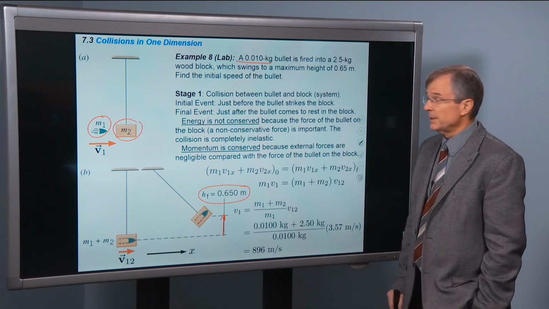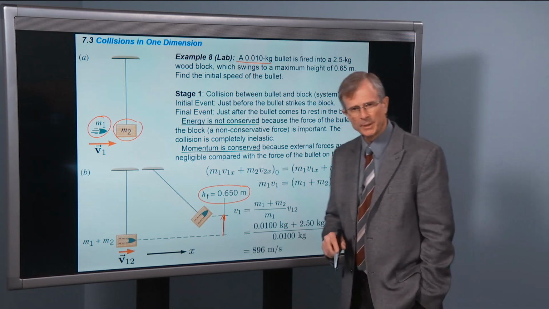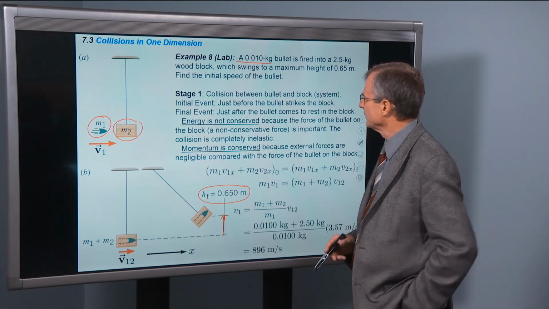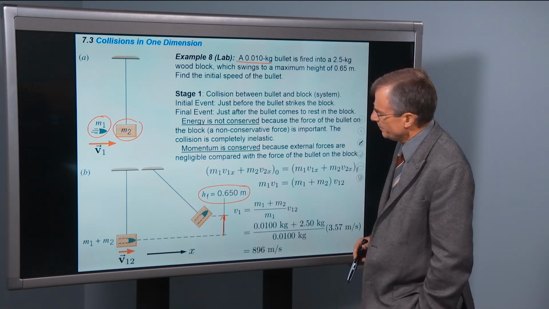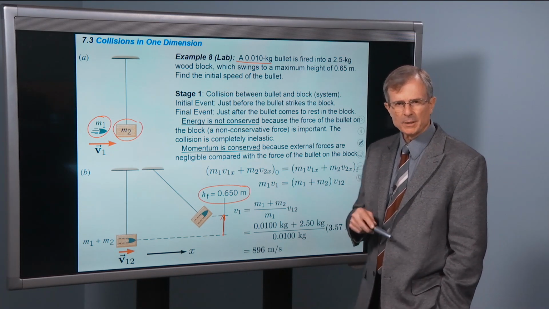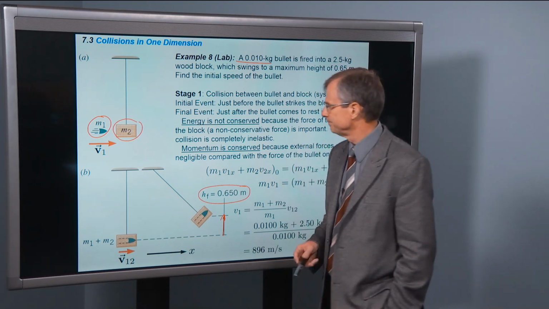We want to find the initial speed of the bullet. I'm pretty sure that's what you actually do in lab, is to find that initial speed. You'll analyze it in different ways. So what we're going to do is to divide this problem up into stages and ask about the conservation of energy and momentum during each stage of the problem.